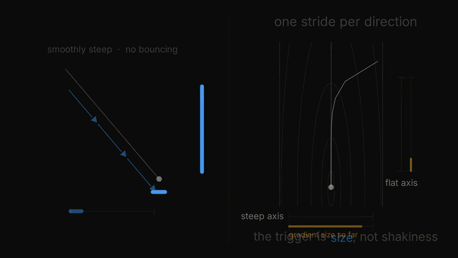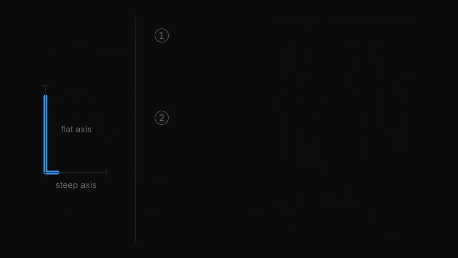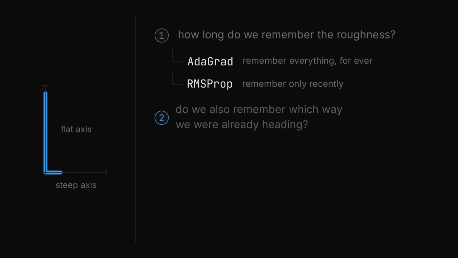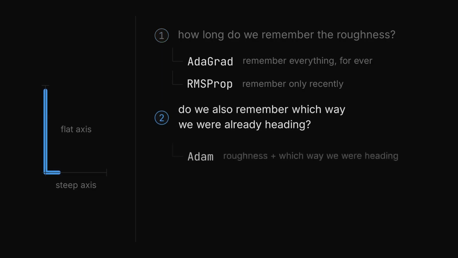This whole family is built from two questions, not one. First, how long should we remember the roughness? That single question is what separates AdaGrad from RMSProp. Then Adam asks a second. Should we also remember which way we were already heading? Roughness in the denominator, inertia in the numerator. That's the entire stack.